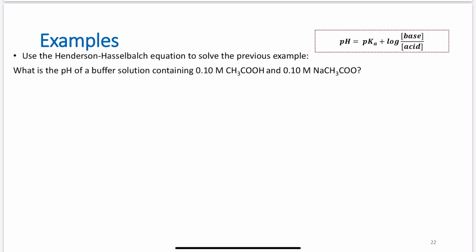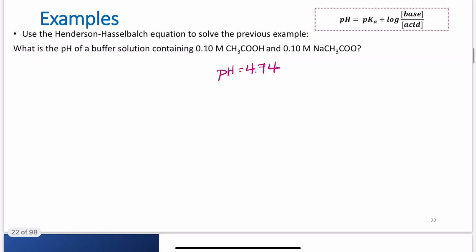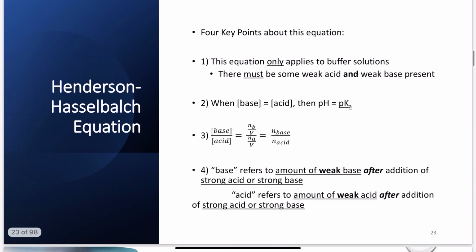Those two slides should have been flipped. I apologize. This should be the slide that gave you a pH of 4.74, and then the previous slide giving you the pH of 4.66. Sorry, I have these slides set up so that I can do it on a whiteboard, and I tried to split up my slides a little bit to be able to do it on the recording, and I sometimes mix up the order of them. But four key points about this equation.